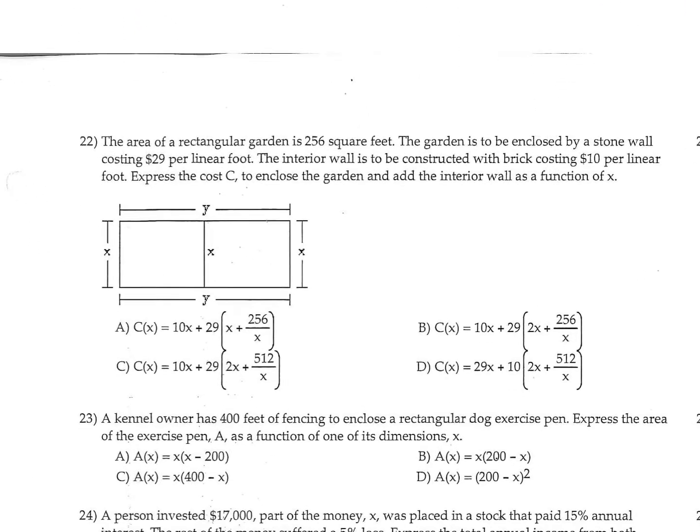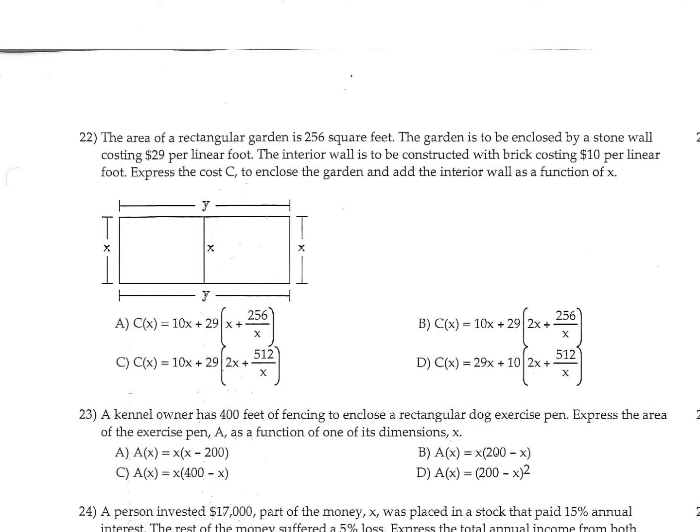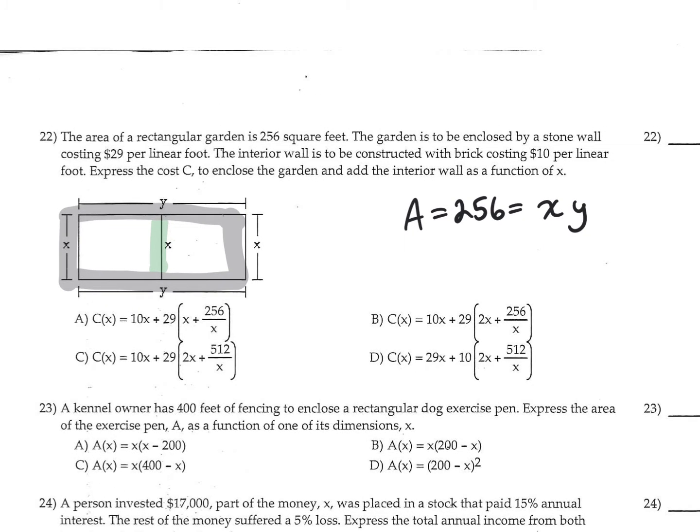Next, we have another area problem. We have a rectangular garden with a known area of 256, and that equals x times y. This one gets a little bit more complicated because we need to figure out the cost, and the inner wall here, x, and the outer wall, which is y plus y plus x, have different costs. So before I worry about the cost, I'm going to figure out a better representation for y.